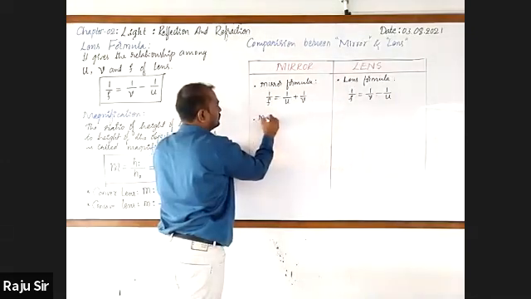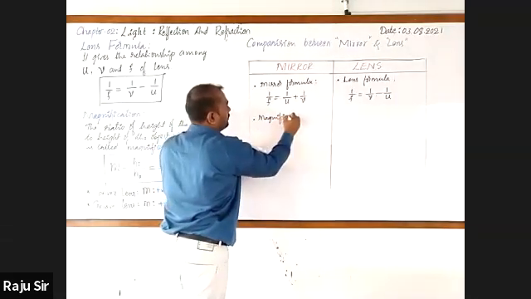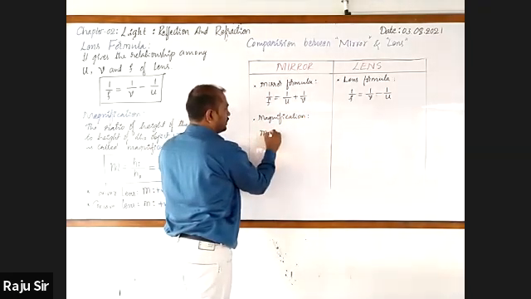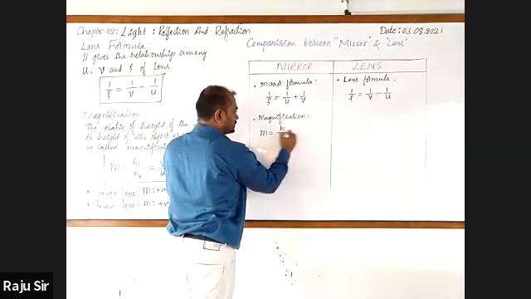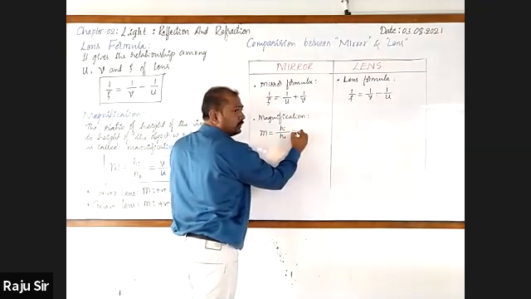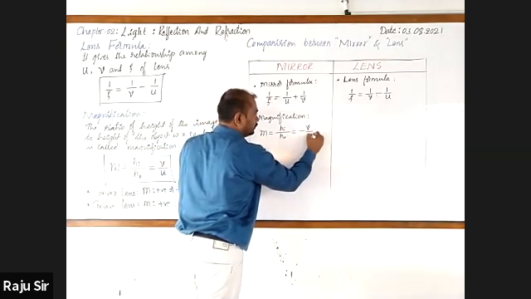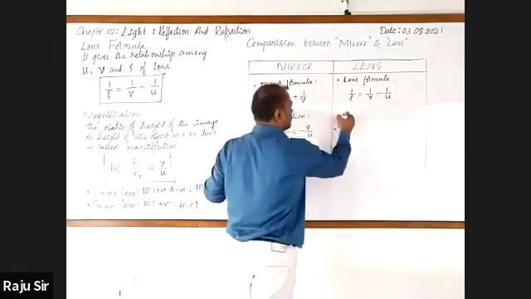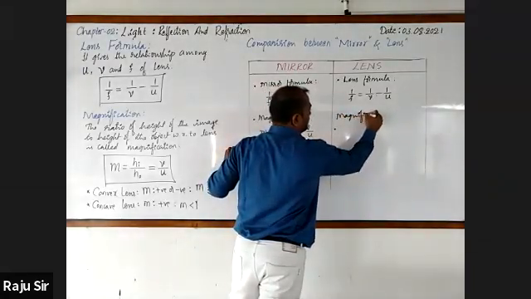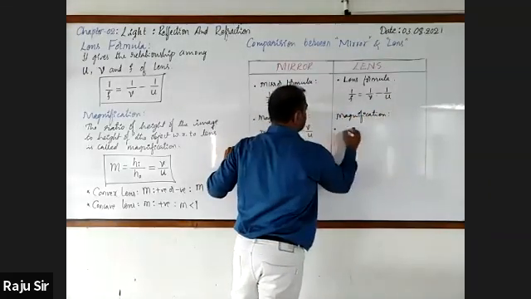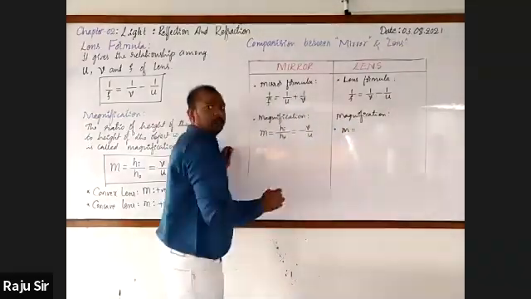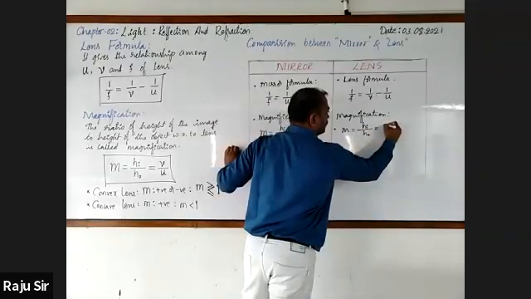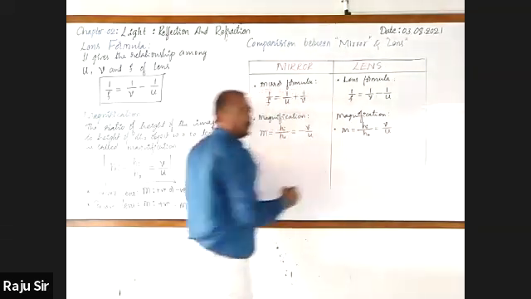Next, magnification. Here, with respect to mirror, m is equal to hi by h naught, which is equal to minus v by u. Next, magnification with respect to lens. It is m is equal to hi by h naught, that is equal to plus v by u.